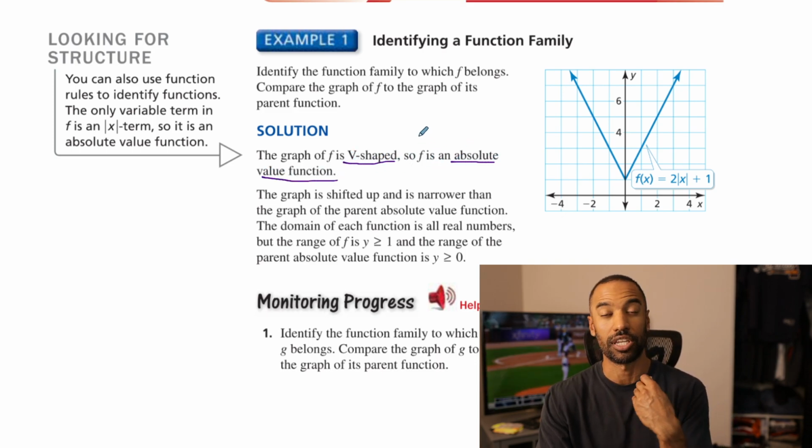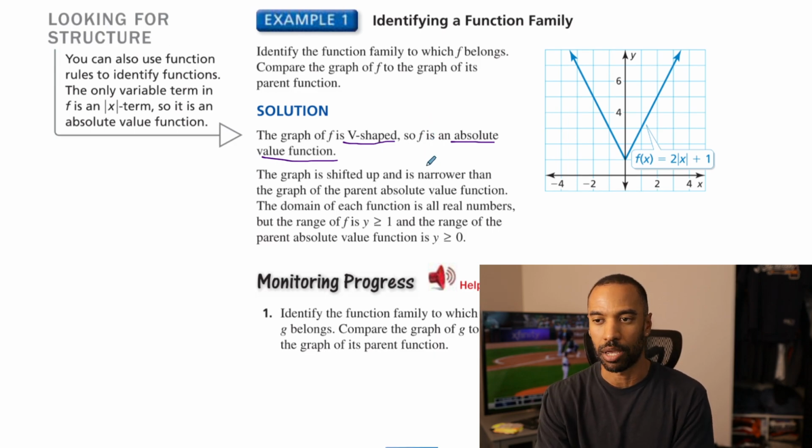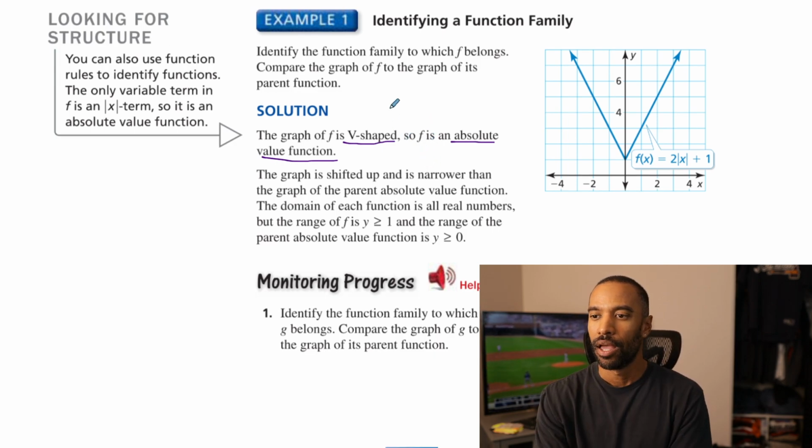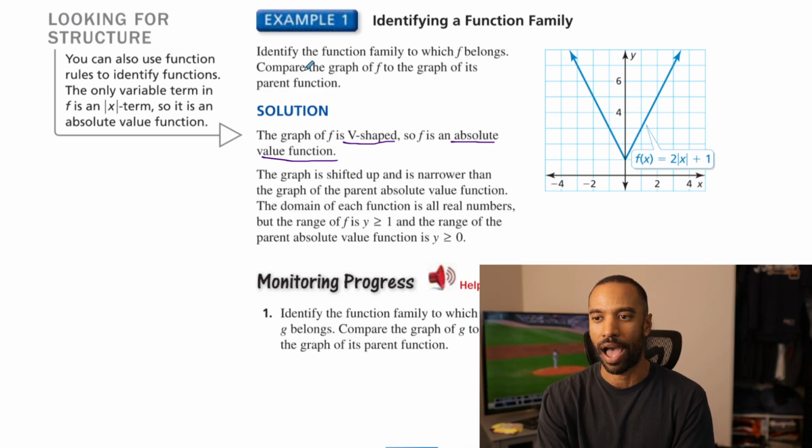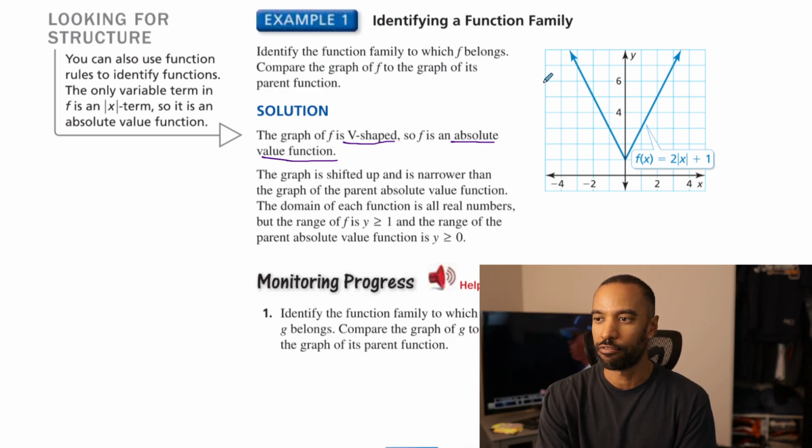No other kind of function can do that other than the V-shaped one, right? So that's the idea behind it. And then they start to say, compare the graph to its parent function. Remember, the parent function was originally y equals absolute value of x.